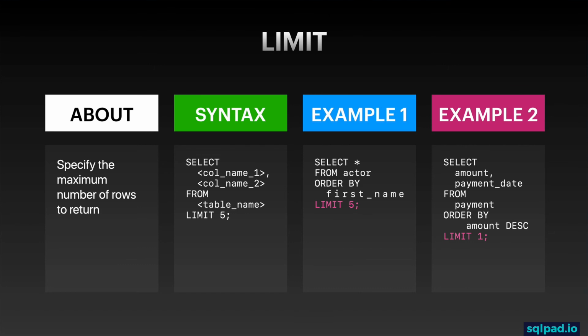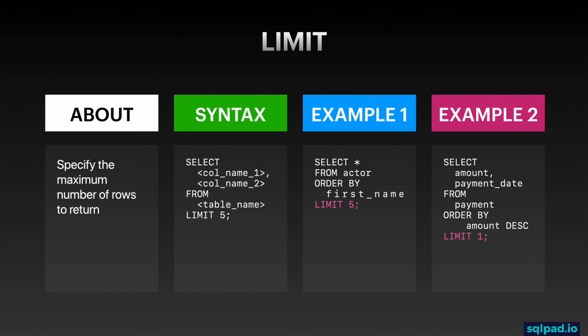The last operator in this lecture is limit. Very often you don't want to return too many results, especially if the table is very big. Limit allows you to specify the maximum number of rows to return. Limit does not guarantee you the number of results, but it will guarantee you the maximum number of rows to return. So if your table, for example this actor table, has only 2 rows, and you do limit 5, you won't get 5 results. You will get 2 rows only.